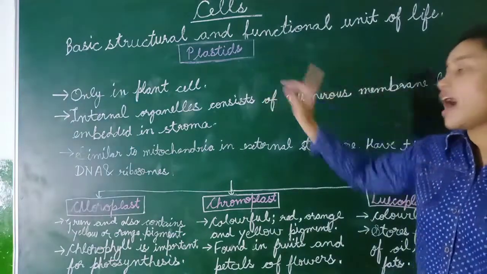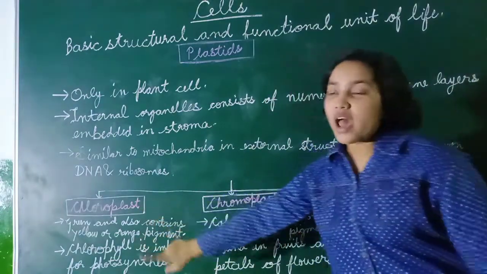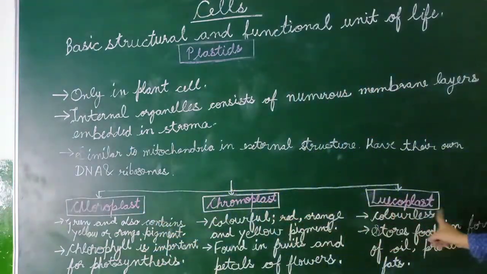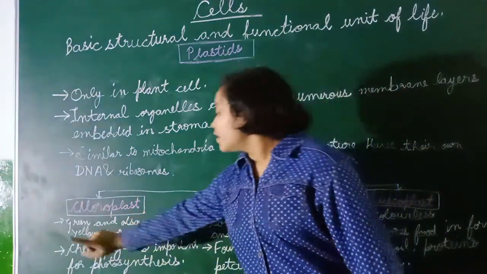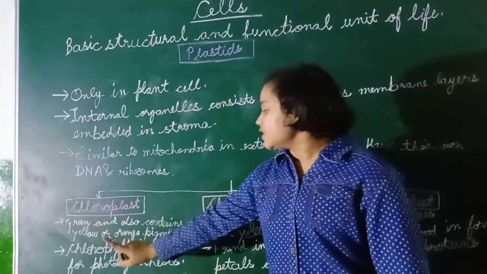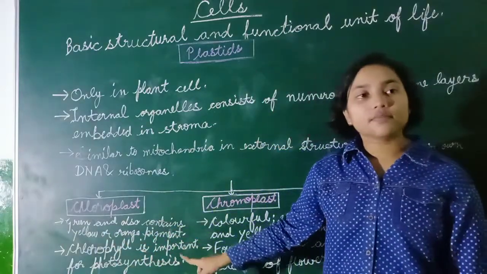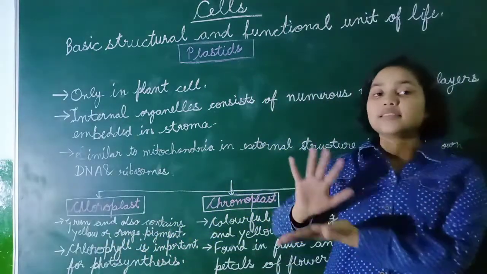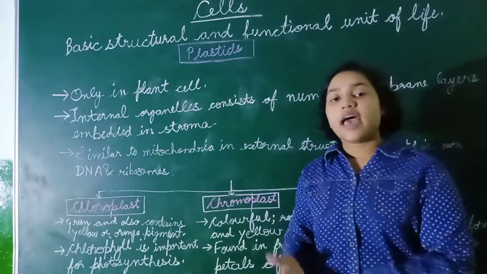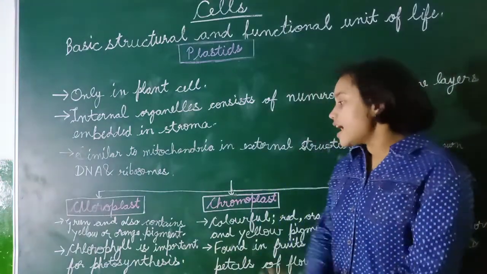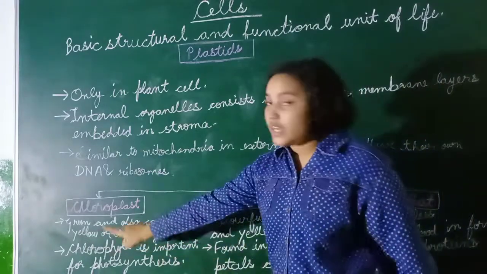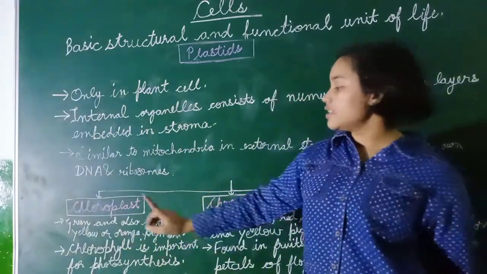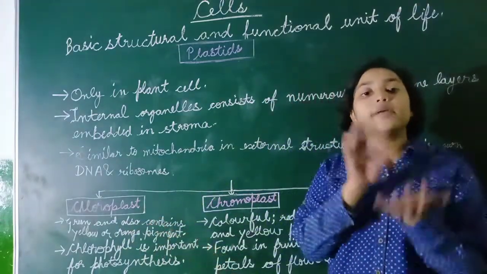These plastids are of three types: chloroplast, chromoplast and leucoplast. First we will come to the chloroplast. It is green and also contains yellow or orange pigment. As the name suggests, it has chlorophyll, which is green in color.